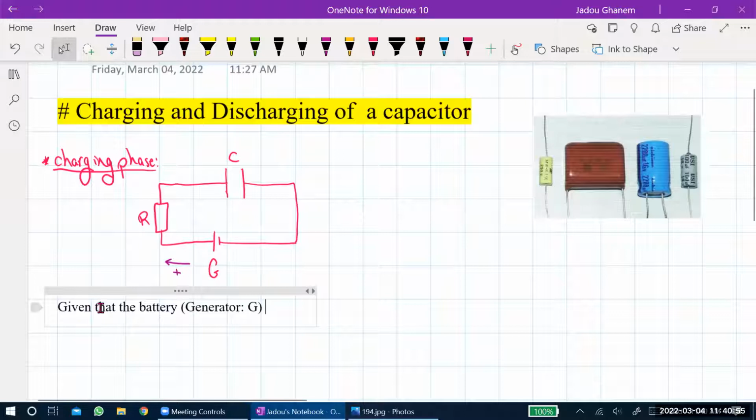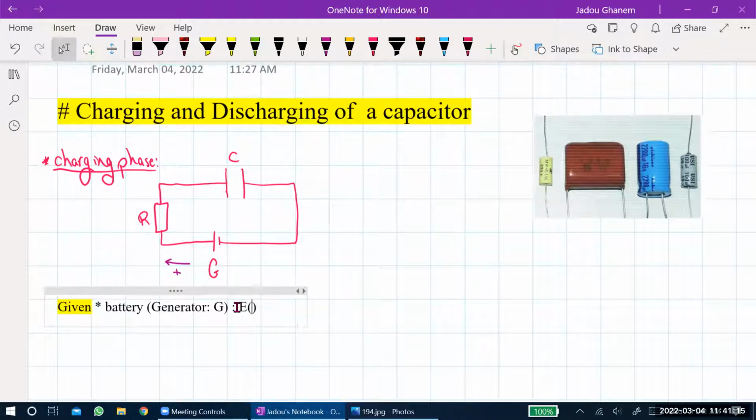Let me write given, highlighted, and then here. This is the first point. So this is the battery or generator with an EMF, electromotive force, E. So E represents the main voltage of this battery.